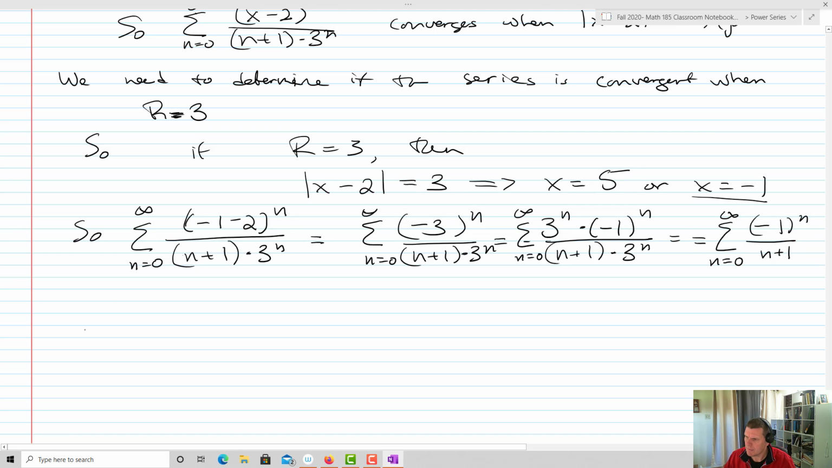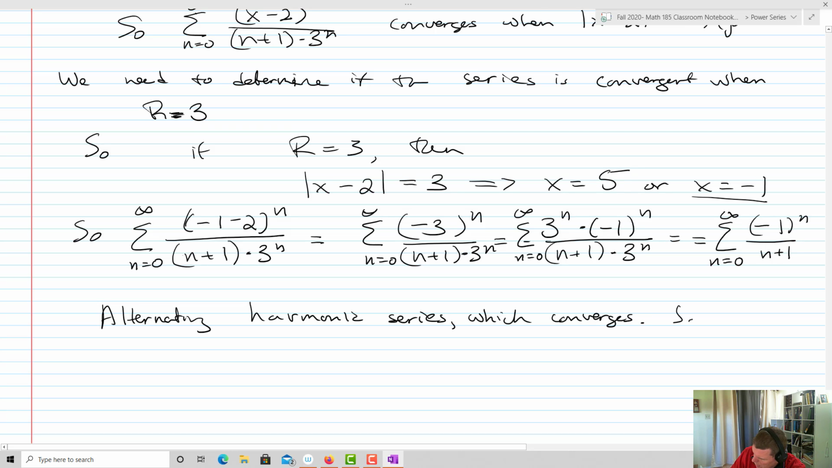Okay? This is an alternating series. In fact, it's an alternating harmonic series, and it converges. It's basically 1 over n, except it's negative, positive, negative, positive. You can check it. It's an alternating series. So when x equals negative 1, this series converges. So we're going to add that to our radius. It's going to end up inside of our interval.